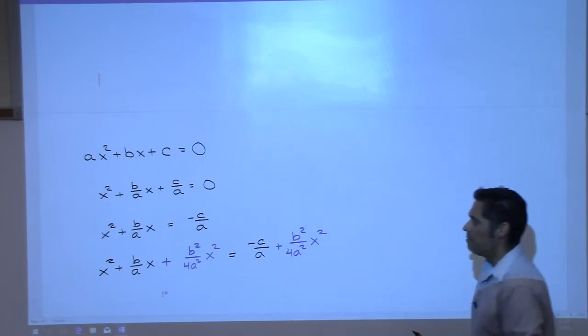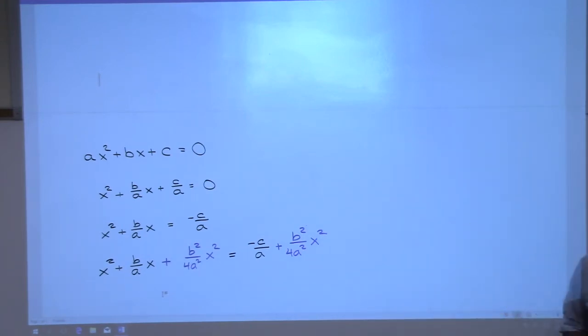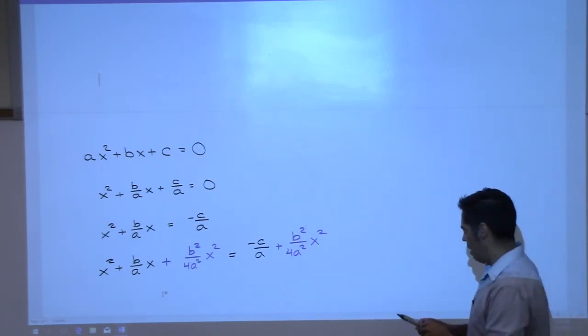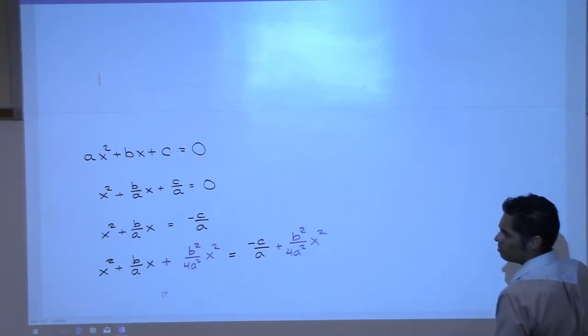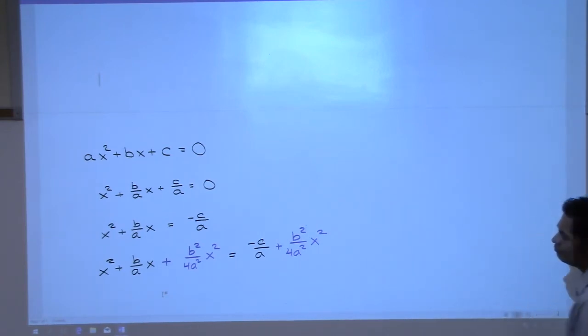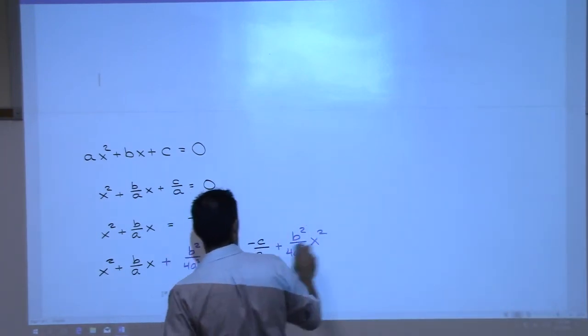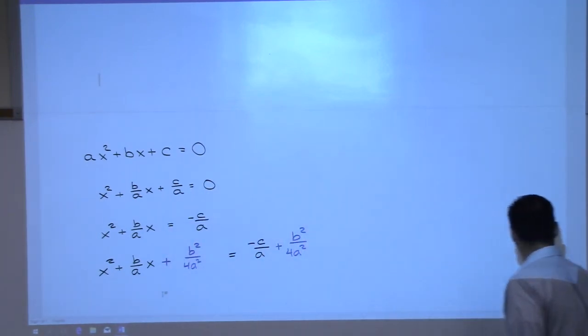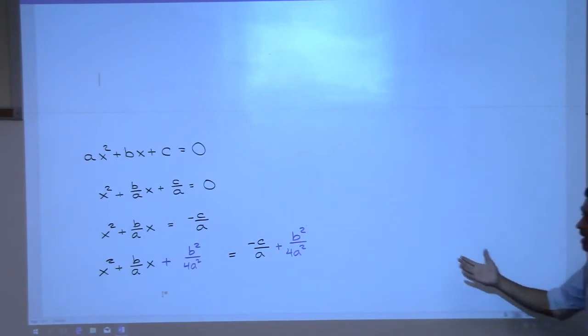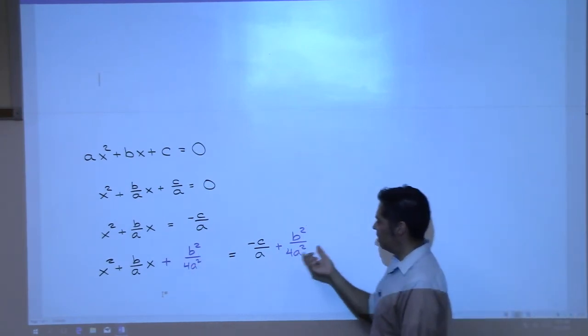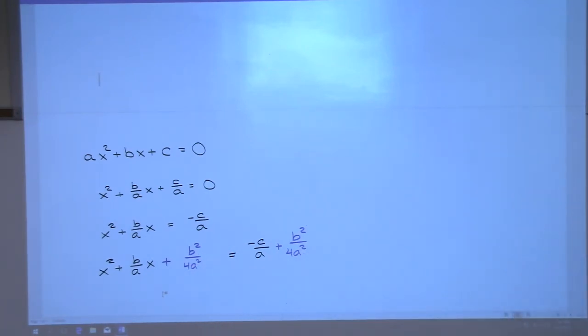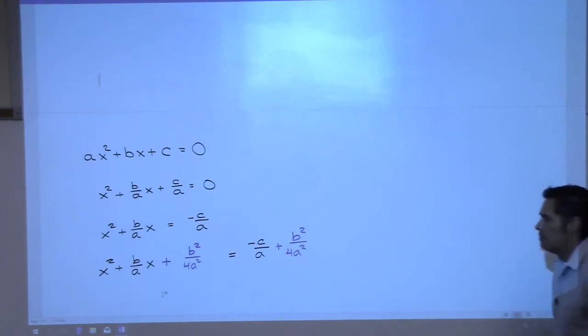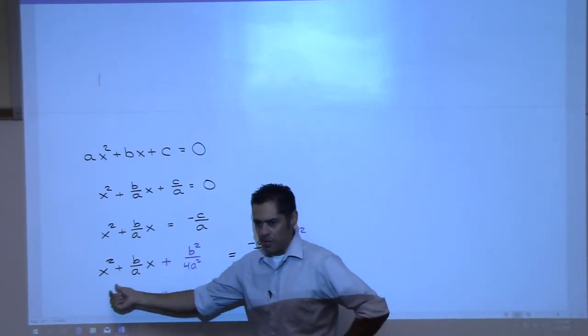So I've added the same thing to both sides of the equation. Take out the x squared. That doesn't matter, we can just do that. That's less, right? All right. Now that left side is now something very special.